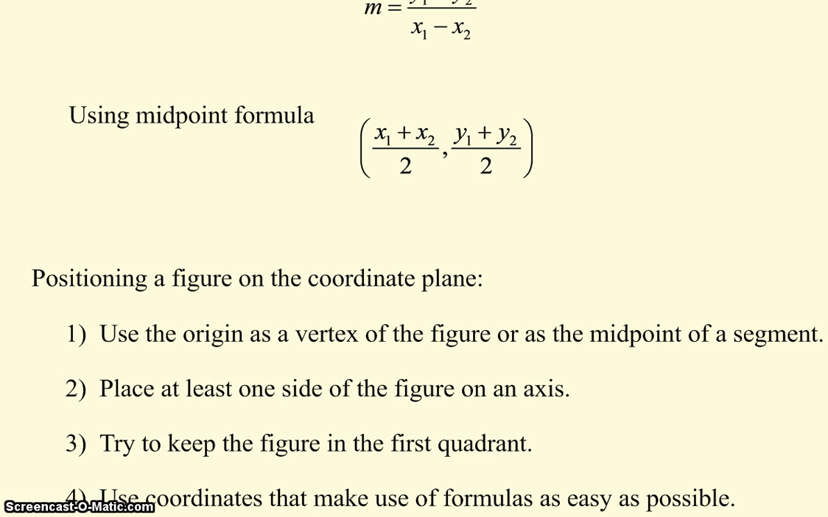The second thing that makes coordinate proofs easier is if you put at least one side of the figure on an axis. Sometimes you can even get two sides if there's a right angle involved. The third thing is to try to keep the figure in the first quadrant. And fourth, choose coordinates, because we're actually choosing them. We're not going to be using numbers. We're going to be using variables. Choose coordinates that make the use of the formulas as easy as they possibly can be.